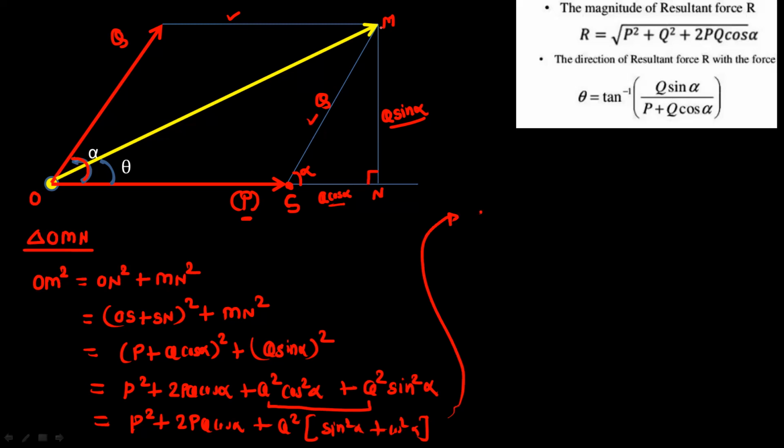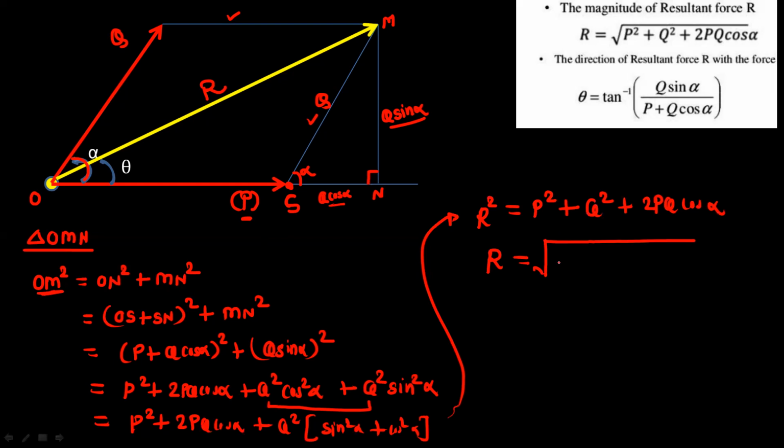What is OM here? It is the diagonal of the parallelogram. This diagonal, as per the definition, is the resultant. So here R square is equal to OM square, which is P square plus, taking Q square times 1, Q square plus 2PQ cos alpha. Taking the square root on both sides, R is equal to the square root of P square plus Q square plus 2PQ cos alpha. So this is the equation for the law of parallelogram. For a two concurrent force system, by using this equation, we can determine the value of the resultant force.